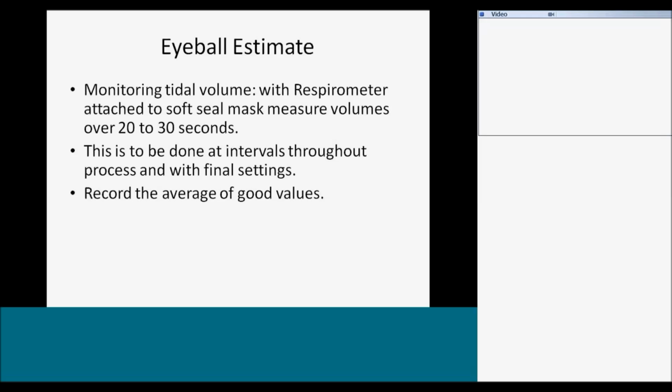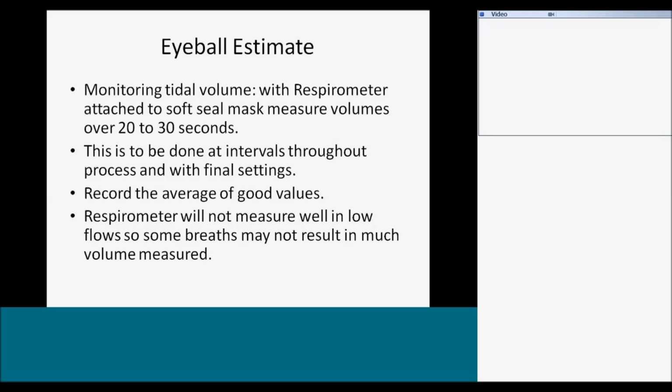And with the monitoring from the mask, you'll get some breaths that give you nothing back. It may be because of a leak or the patient obstructed during that, such as attempting to cough or just talking, or for whatever reason they didn't give you a good exhale volume. So I take the good values where I know I'm getting good expiratory flow and record the average of those good values. And again, it's not going to measure well in low flows. So if your patient has extremely low flows, particularly tiny patients, the respirometer is not going to be much use, so you may not record those numbers.